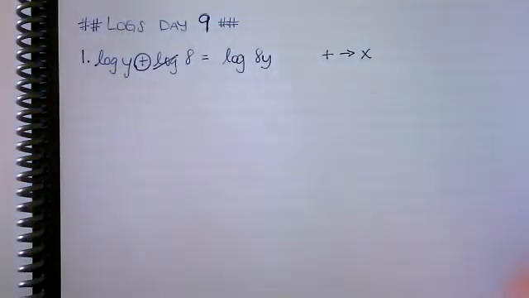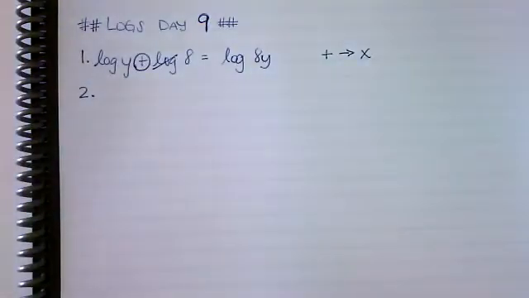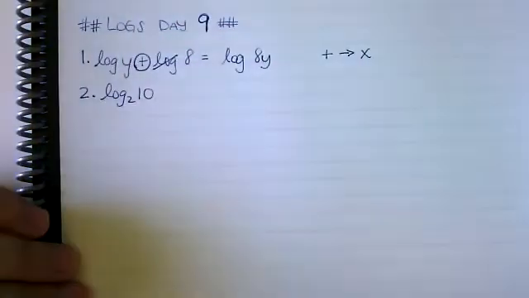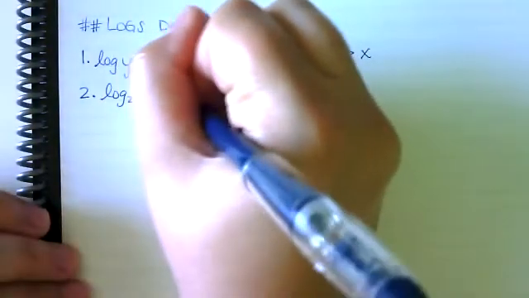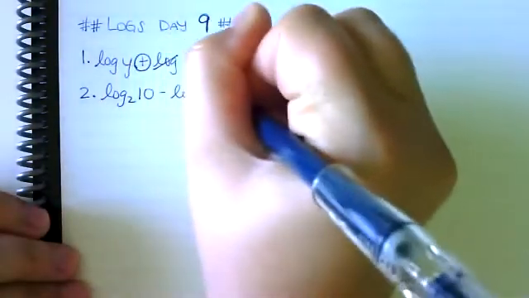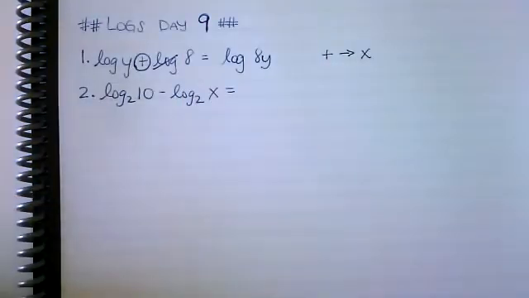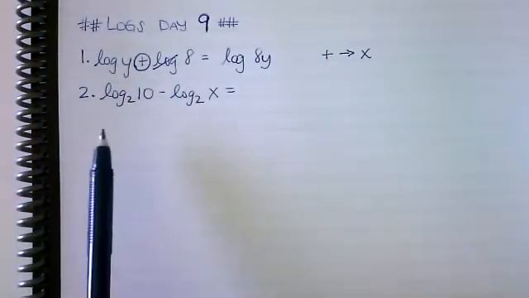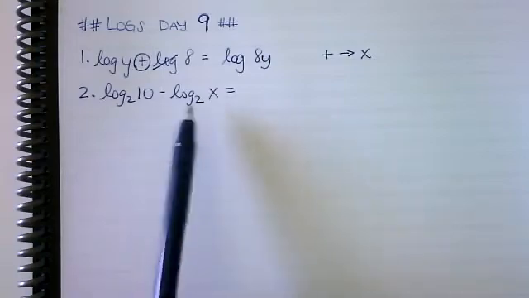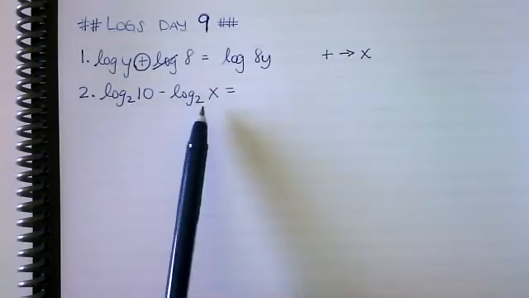Okay, so for question number 2, we have log base 2 of 10 minus log base 2 of x. And remember, those bases don't matter. You just have to rewrite them. To combine our logs, they have to have the same base though. So this is a 2 and this is a 2.